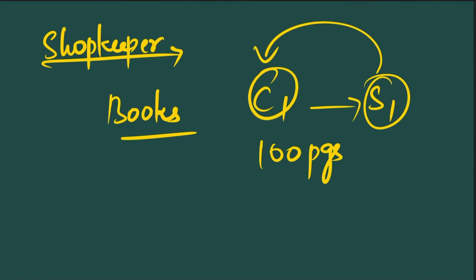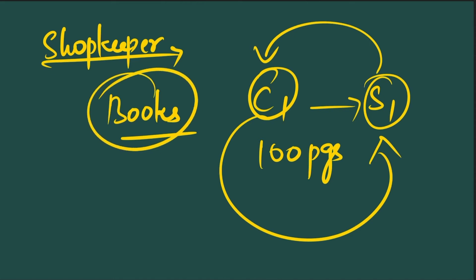Now the customer will in return do what? He will pay cash to the shopkeeper. That means on one hand, the business is giving something. In this case, it's a book. And on the other hand, the business is receiving or taking something from the customer. And in this case, it is cash. Now, when we record both the aspects, it is called the double entry system of accounting.